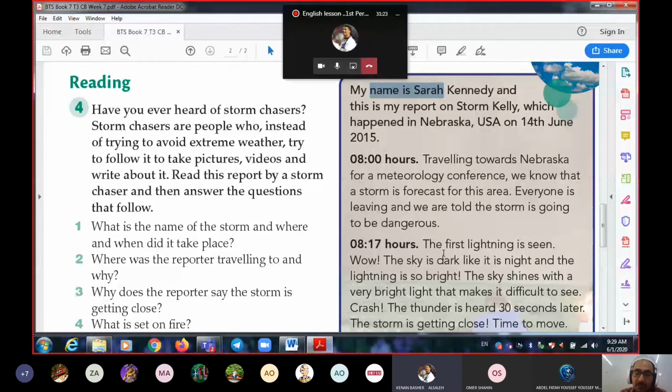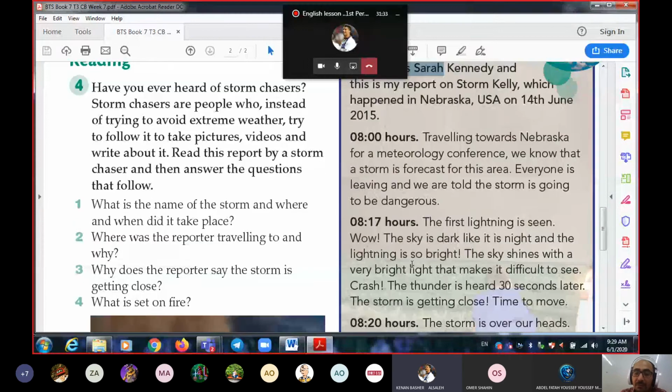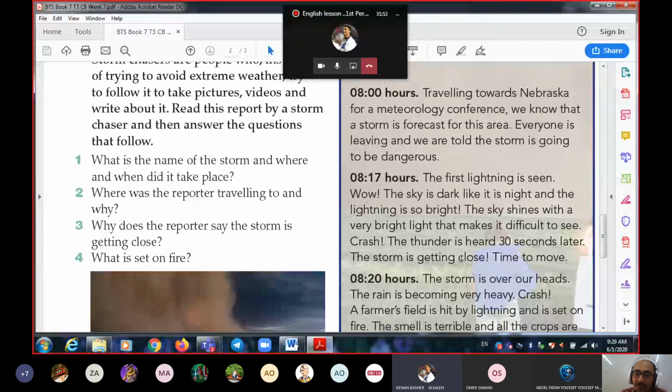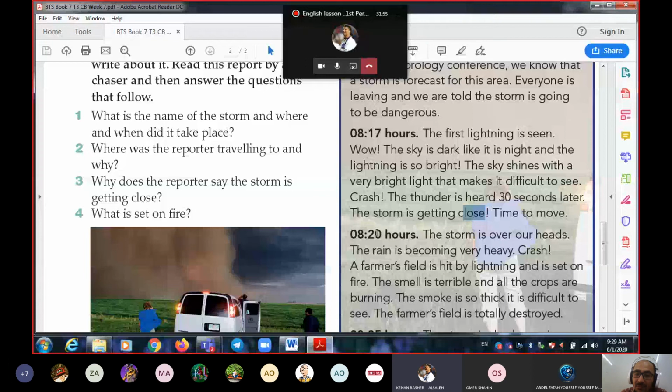At 17 hours, the first lightning is seen. Wow! The sky is dark like it is night, and the lightning is so bright. The sky shines with a very bright light that makes it difficult to see. Crash. The thunder is heard 30 seconds later. The storm is getting close. Time to move.